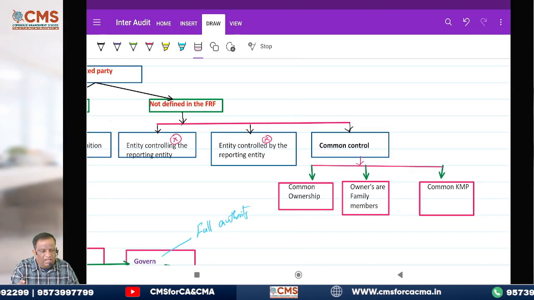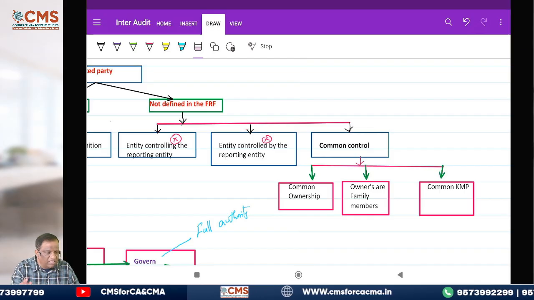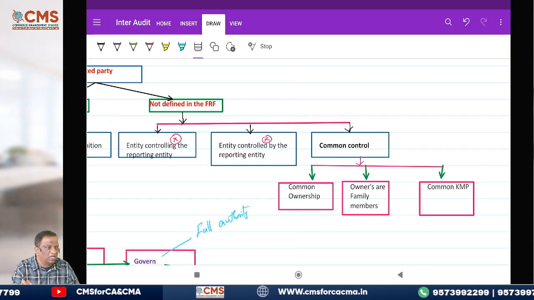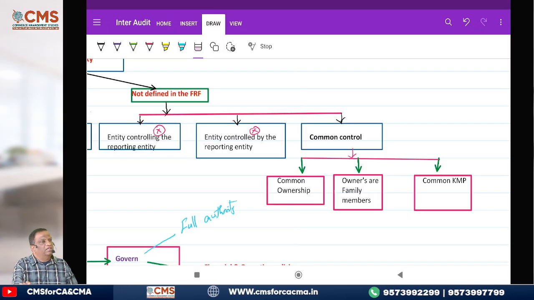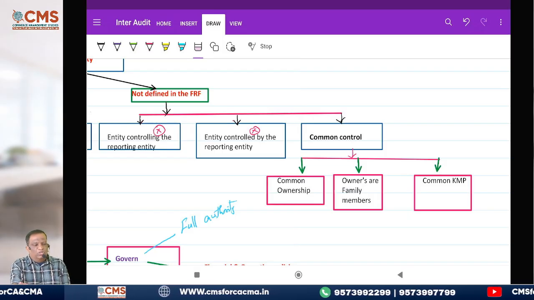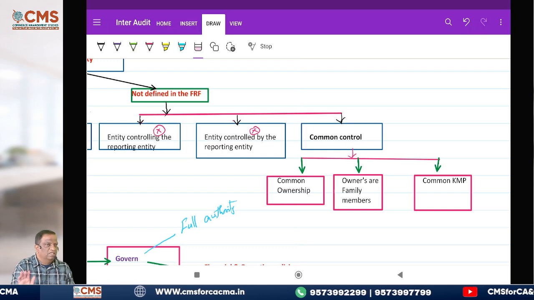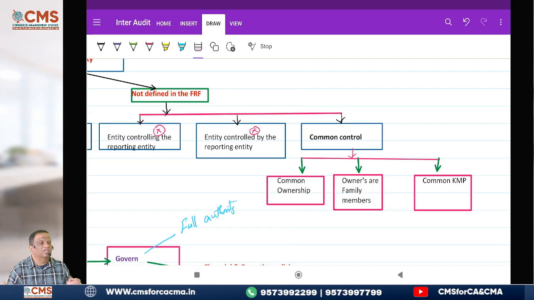That is, an entity controlling the reporting entity, that is, somebody is controlling you. Reporting entity is your client. So any entity controlling the reporting entity is a related party. Or the second one, an entity controlled by your client. So somebody is controlling you, you are controlling someone, or the third one, common control.